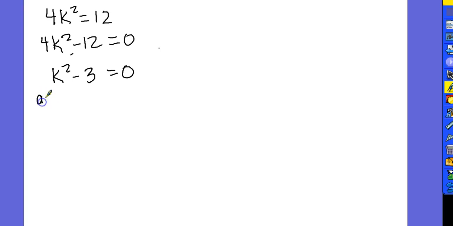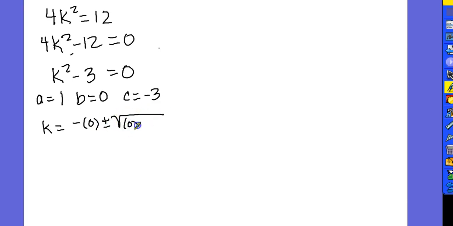Okay, so our A is 1, our B is 0, because we don't have a linear term, which means square root property. And our C is negative 3. All right, so let's plug it in. K equals, this time, because we're solving for K, the opposite of 0 plus or minus the square root of 0 squared minus 4 times 1 times negative 3, all over 2 times 1.